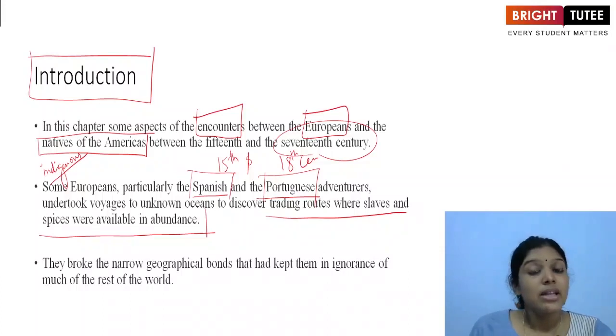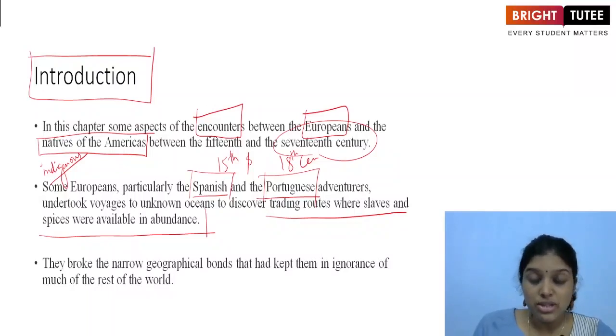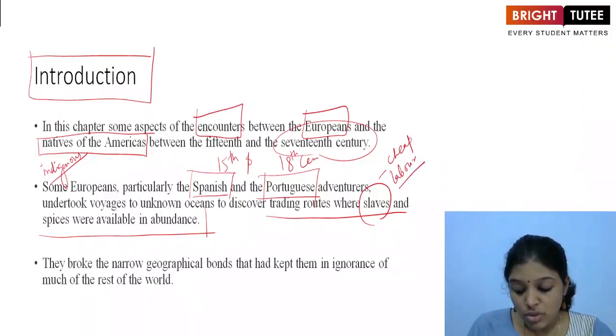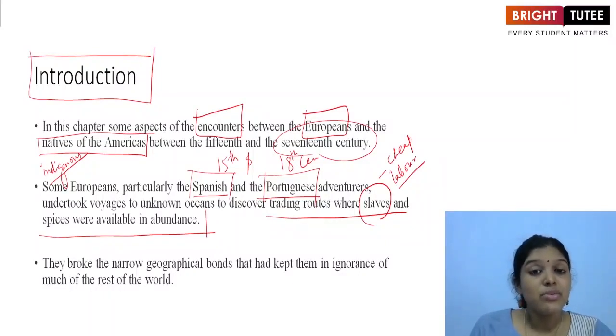So that's why it is important to know what Spain and Portugal initiates and what their incentives or what their interests were. So the major interest is to discover new trading routes which will provide them with slaves. So slaves, as you know, will give us cheap labor. So when you have a section of slaves to do your work, you don't have to pay them at all. They are forced to work for you. So that way a very cheap labor is what you're getting.